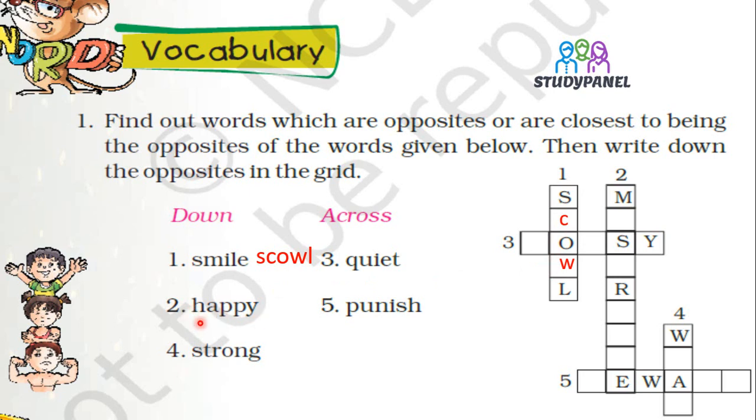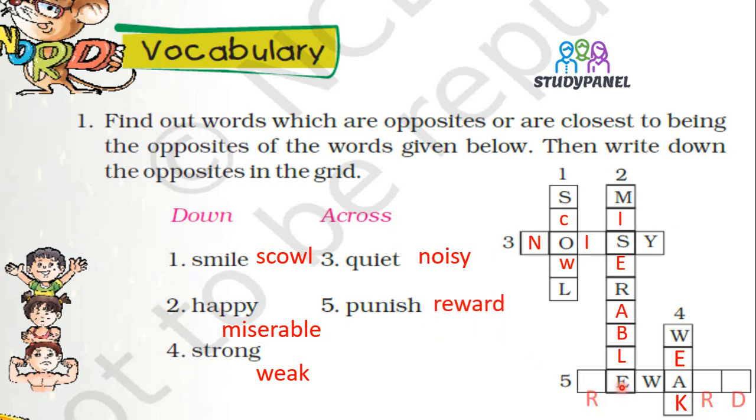Then second, happy. The opposite of happy is M-I-S-E-R-A-B-L-E. So it is easily understood that it is miserable. So we'll write it here, miserable. Third one is quiet. This is noisy. Quiet means shant, noisy means bahut zyada awaaz wala. Quiet, that is noisy. Fourth one is strong. This is weak. So strong is opposite of weak. Fifth, punish. This is reward. Opposite of punish is reward. So we'll write it here like this.